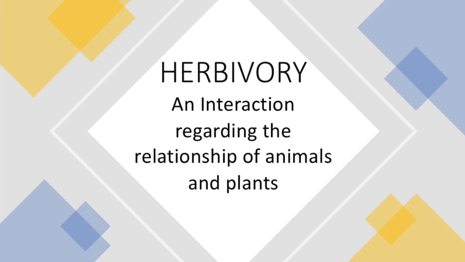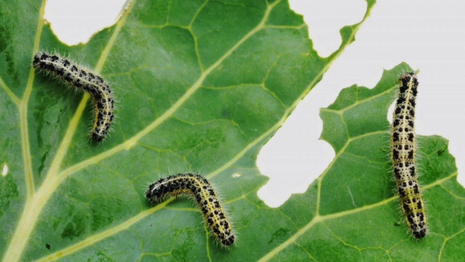Herbivory is another subcategory of consumption. However, herbivory looks into the relationship of animals and plants. In these relationships, only the consumer is benefited while the plant suffers in return. This happens when a consumer eats all or part of a plant, leaving it either dead or hurt in the process. An example of herbivory is the relationship between caterpillars and plants.